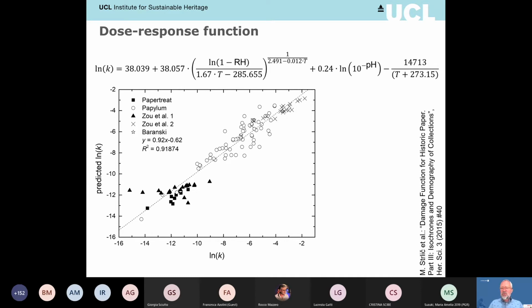Now, the equation looks a little bit complex, but it actually isn't. Why? Because it consists of 2 main terms. The first main term is a term that describes the response of paper to relative humidity. This is the isotherm term, if you like. And the second term is the Arrhenius term. And this term consists obviously of temperature, because we know that temperature affects the rate of chemical degradations. And as a pre-exponential factor, we also see the effect of pH or acidity, concentration of acidity in paper.